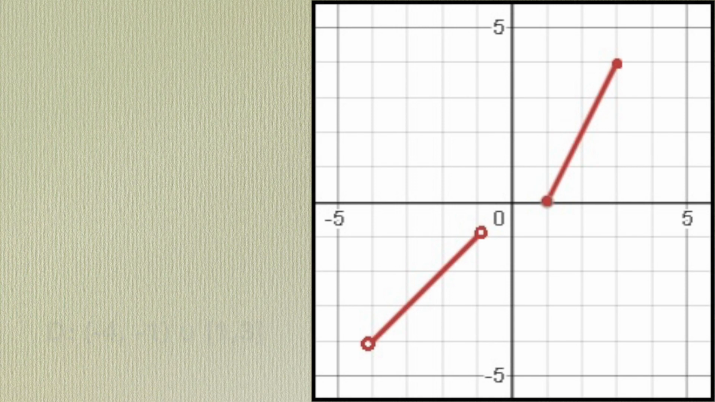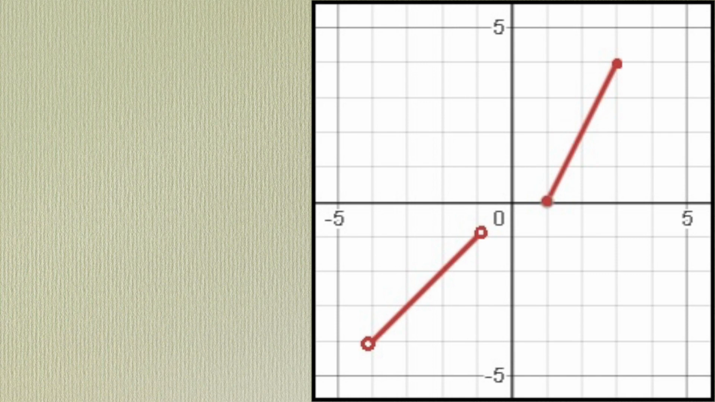Now in set notation, the domain is going to be brace x such that negative 4 is less than x is less than negative 1, comma 1 is less than or equal to x is less than or equal to 3. Close brace. So now let's take a look at the range.